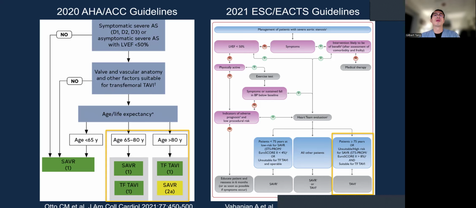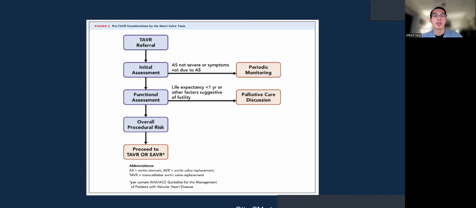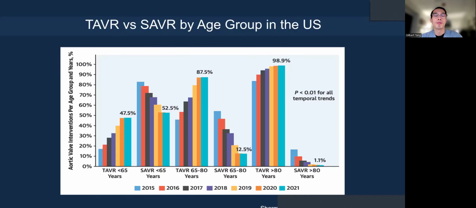You can see that the guidelines already clearly established that TAVR and SAVR are for patients who are 65 or older. And you can see that in the European guidelines, it's 75 or older. There are already published papers such as this one looking at the workflow in patients with aortic stenosis.